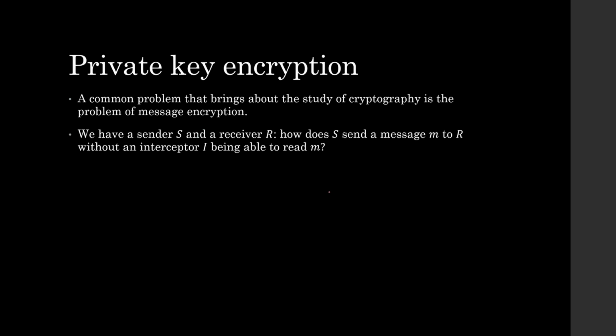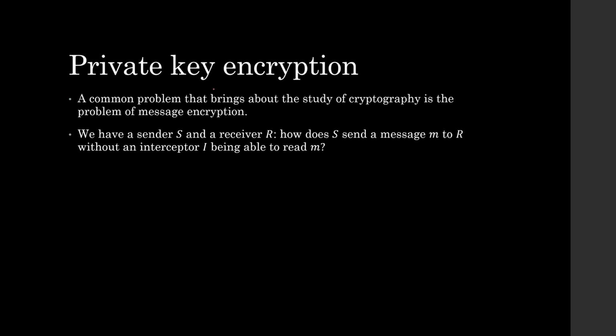And so we want S to send a message M to R without an interceptor I being able to read M. Because, nowadays when we send messages, we have to do it over the internet. And in a lot of cases, it might not be that easy to intercept, but in some cases, it can be pretty easy to actually just intercept that message and read it off. And so what you want to do is encrypt your message so that if it is intercepted, the interceptor just can't read it because it wasn't meant for them.